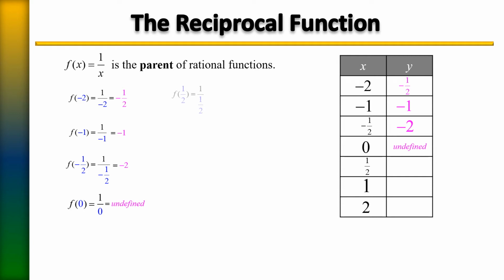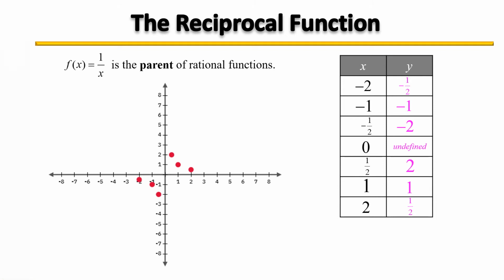Let's go ahead and plug in 1/2. 1 divided by 1/2 equals 2. Plugging in 1 is going to give us an output of 1. And lastly, let's plug in 2. If we plug in 2, we get an output of 1/2. Okay, so we have our points. Let's go ahead on the next page and plot them on the rectangular coordinate system.